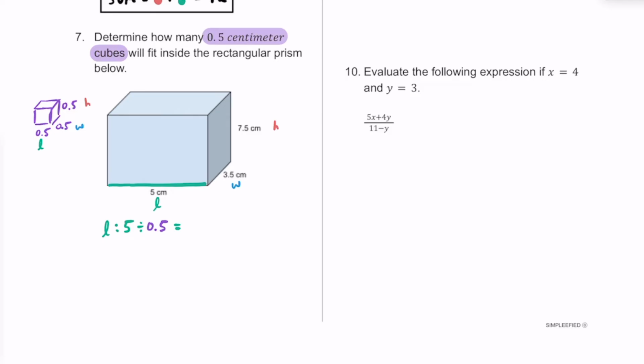Okay. Now, if you take 5 and you divide it by 0.5, we're saying how many halves fit inside of 5, and I believe that's going to be 10. You can fit 10 halves inside of 5 wholes, so we can fit 10 cubes across here. All right.